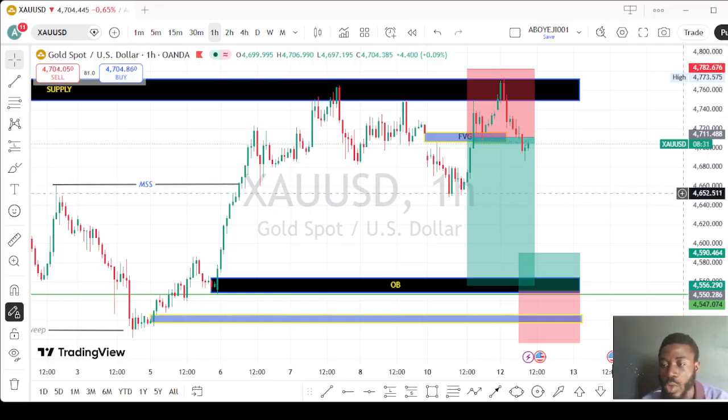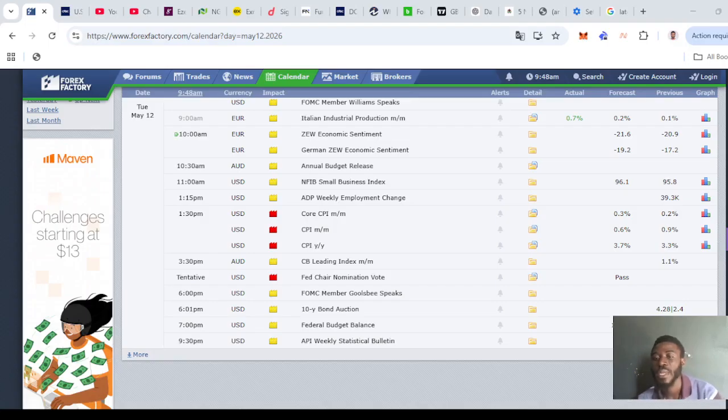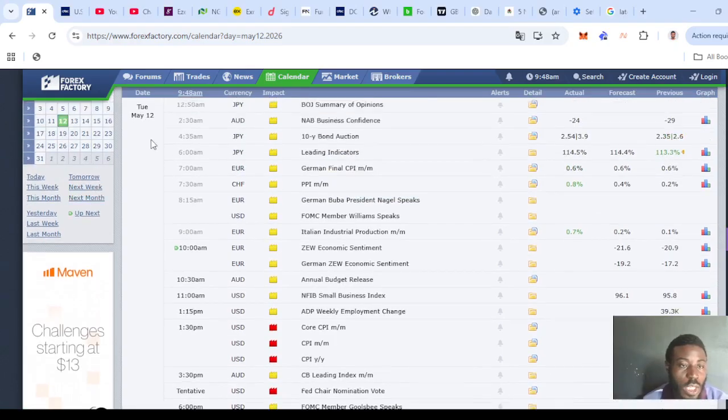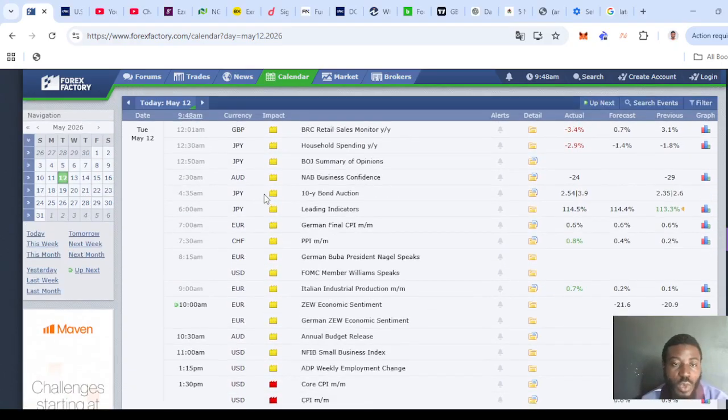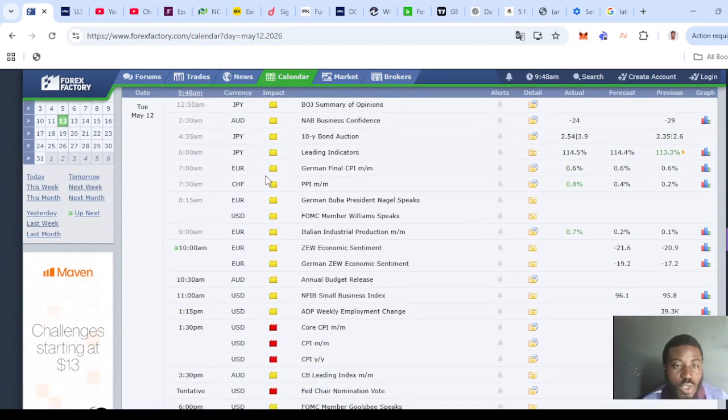So let's quickly go into Forex Factory to see what we have. Maybe there is high impact news today, or there is no high impact news, so that we can know what the market has for us. Today is May 12th, and this is what we are having. We are trading GBP. GBP has no high impact news. We are trading in USD.